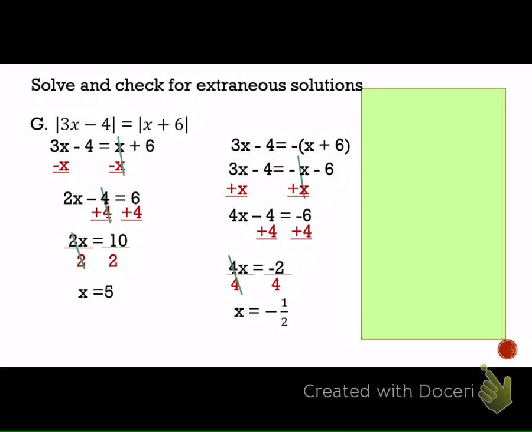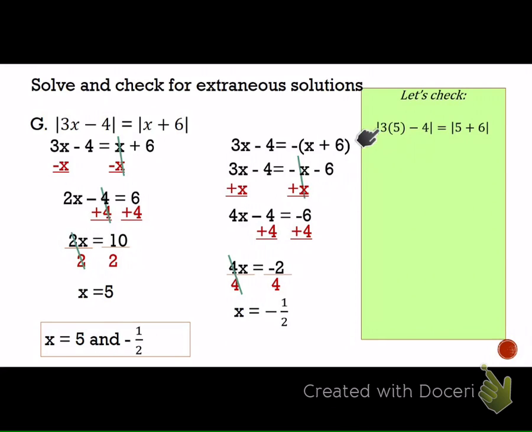Since I'm being a little more serious with checking my work now, again, the tip-off is absolute values on both sides, variables on both sides. You definitely want to be a little more serious with your checking. So I am going to plug the 5 in first. This gives me 15 minus 4. What is 15 minus 4? 11. Absolute value of 11 is 11. Equals, what is 5 plus 6? 11. What's the absolute value of 11? 11. So this one does check out. I feel good.